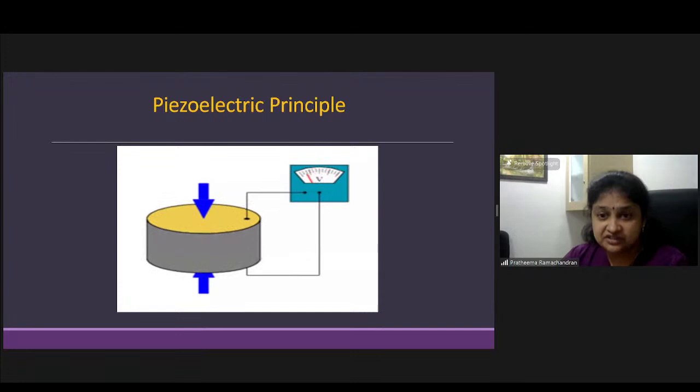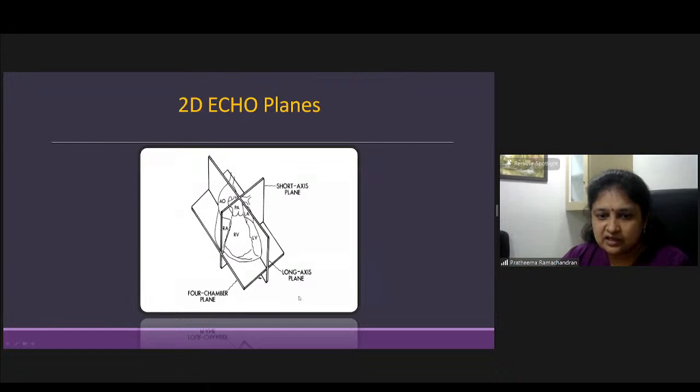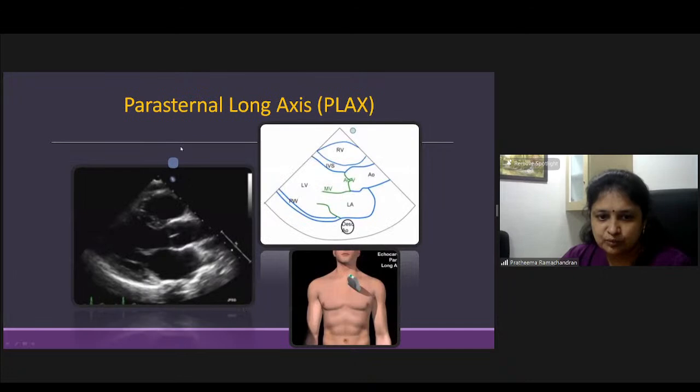So what are the echo windows? We have the parasternal, apical and subcostal views. Sorry about the numbering. This is parasternal, this is apical and this is subcostal. So we divide the heart into short axis plane and long axis, and in apical we can see the four chamber view.